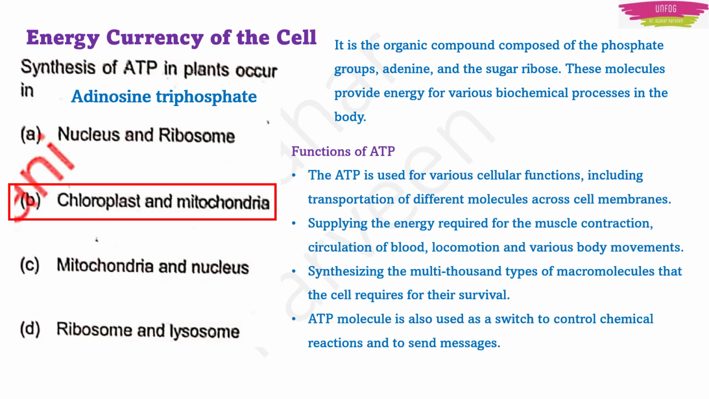There are certain functions of ATP which can be asked for 3 marks, 2 marks or 4 marks, you never know. You should be ready with everything. So, first function is that ATP is used for various cellular functions including transportation of different molecules across the cell membranes. Then it supplies the energy required for muscle contraction, circulation of blood, locomotion and various body movements. It also synthesizes the multi-thousand types of macromolecules that the cell requires for survival. And it is also used as a switch to control chemical reactions and to send messages.